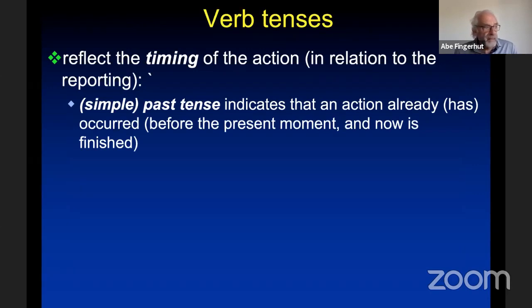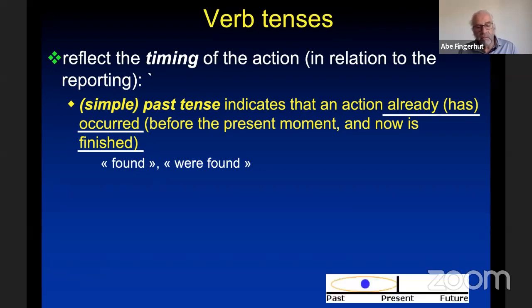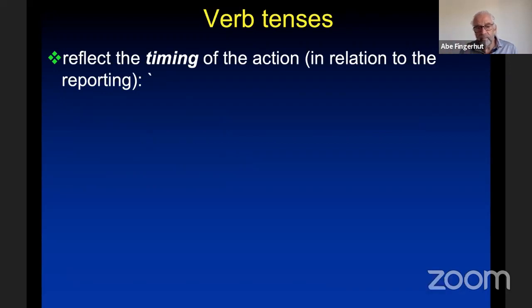The other tense that is widely used is the past tense, the simple past tense, which indicates that an action has already occurred before the present moment, before the moment that we are looking at as we write, and that action is finished. It's over. Using the same word find, the past tense would be found, or were found, active voice, passive voice. So we've gone from the present to something that has happened in the past, before the writing. Okay, these are the essential tenses that we use.